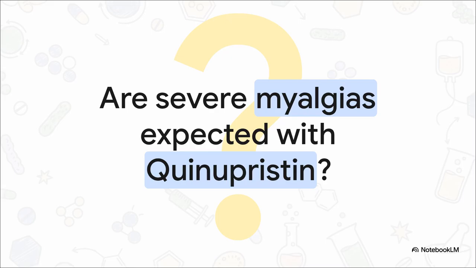Let's test your knowledge one last time. A patient receiving quinupristin/dalfopristin complains of severe joint and muscle pain. Is this an expected adverse effect? Yes, it absolutely is. Arthralgias and myalgias are incredibly common with this medication, affecting up to 47% of patients. Knowing this helps you properly counsel patients, and it prevents unnecessary expensive diagnostic workups when these expected symptoms arise.